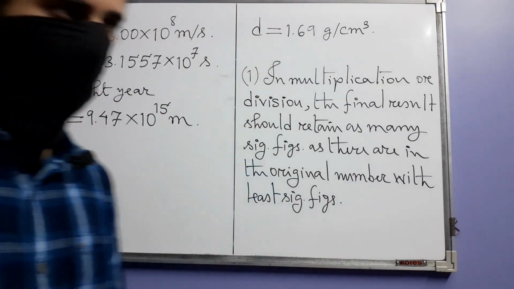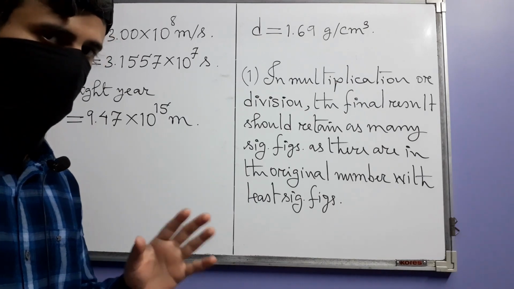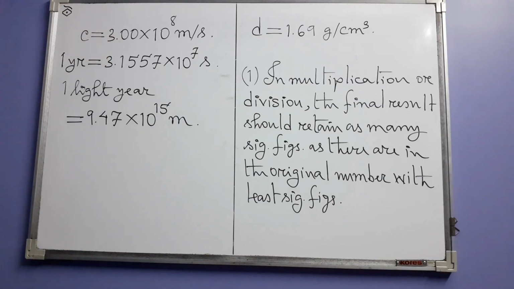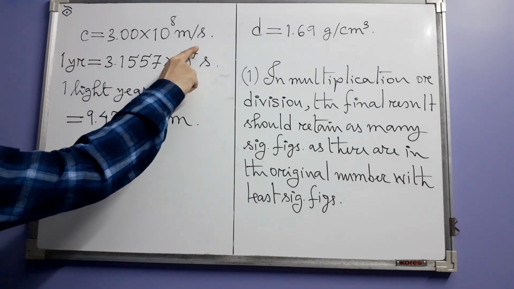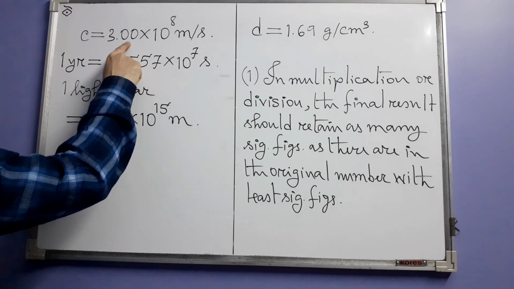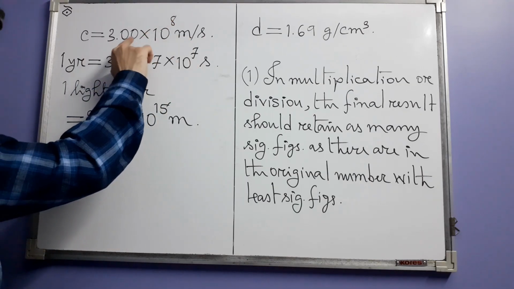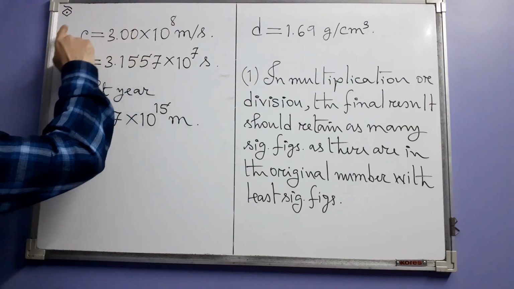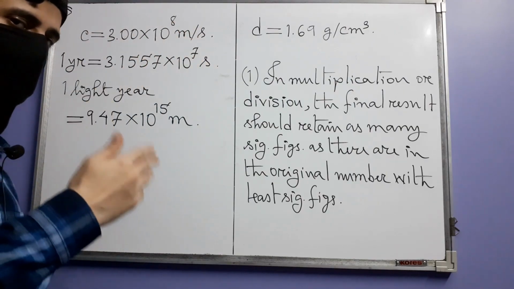Similarly, if you look at an example that involves multiplication of two such approximate, measured quantities, then you can consider, for example, the speed of light, which is 3.00 times 10 to the power 8 meter per second. So this 0.00 indicates that in this measurement there are three significant figures: 3, 0 and 0.